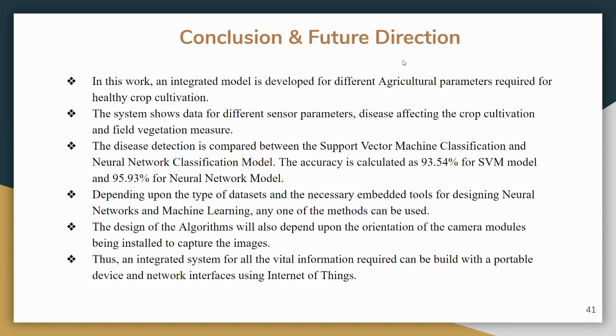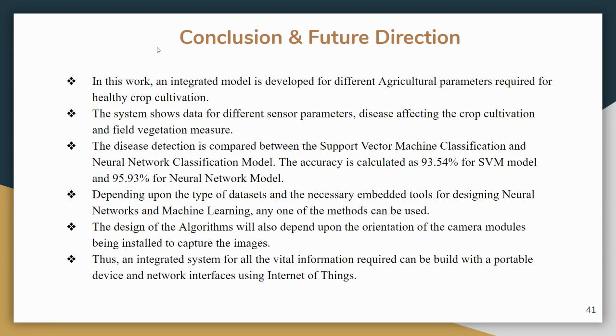Conclusion and future direction. In this work, we have submitted an integrated model which is developed for different agricultural parameters required for healthy crop cultivation. The system also shows data for different sensor parameters, disease affecting the crop cultivation, as well as field vegetation measurement. The disease detection is compared between the support vector machine classification as well as neural network classification model. The accuracy is calculated as 93.54% for the SVM model as well as 95.93% for the neural network model.